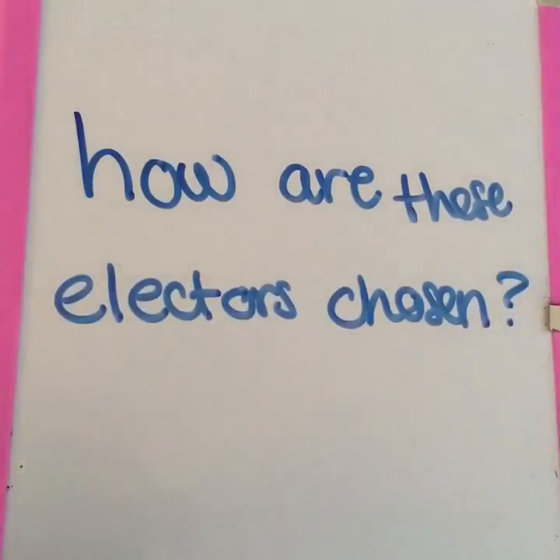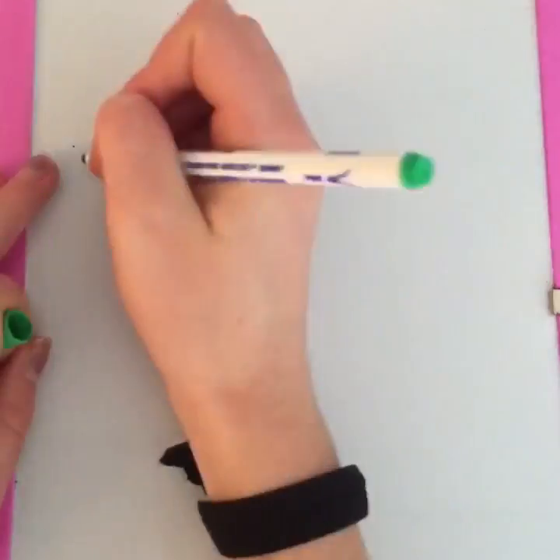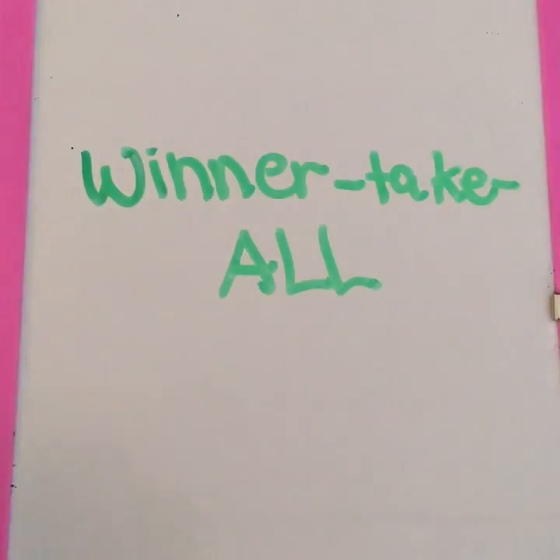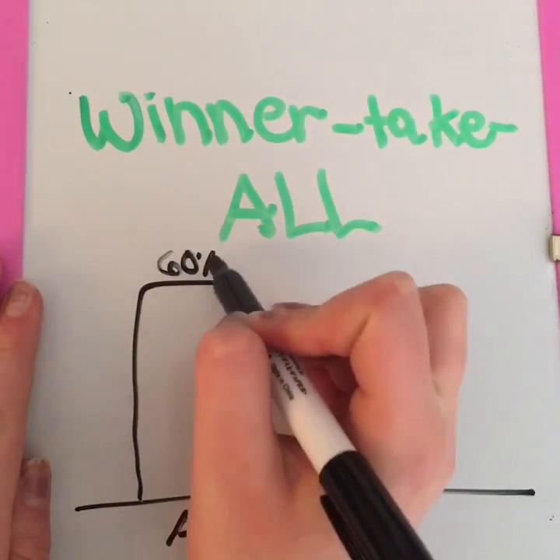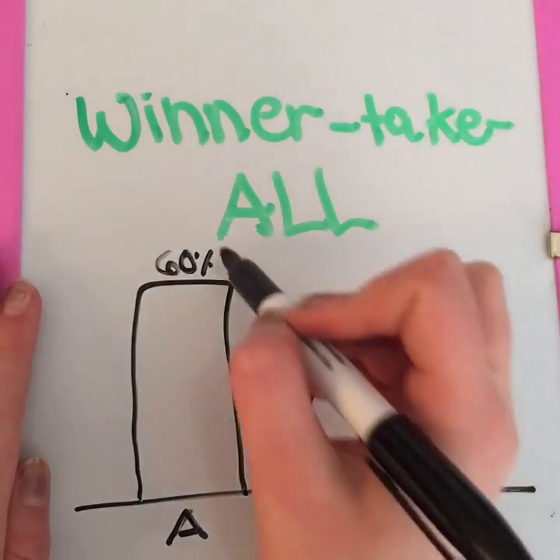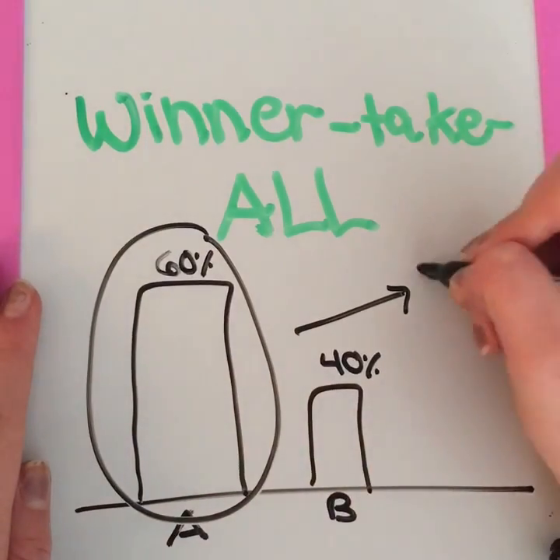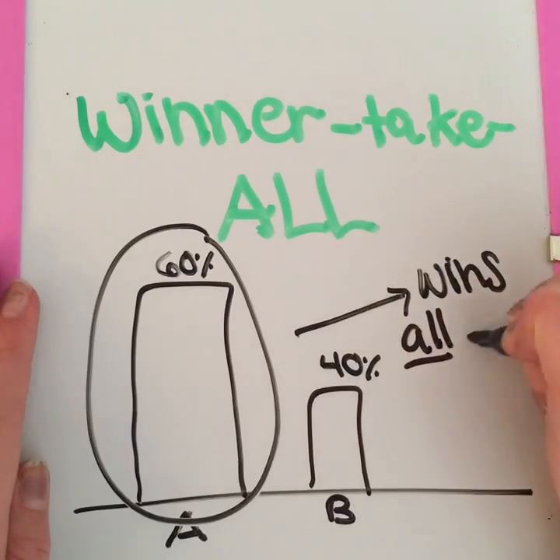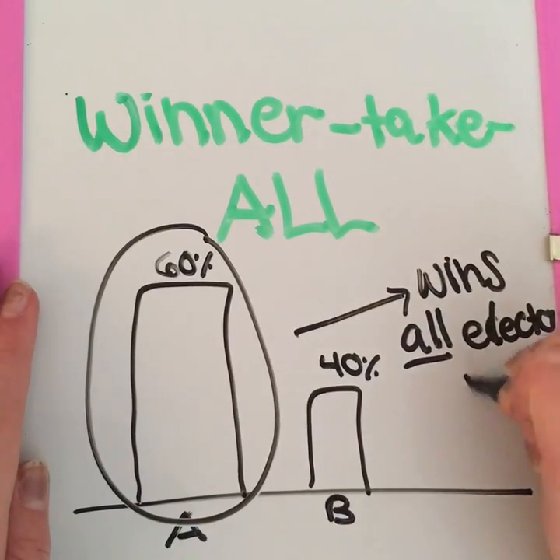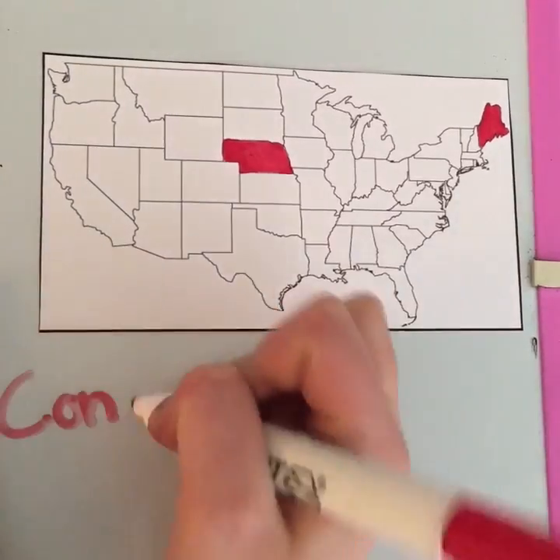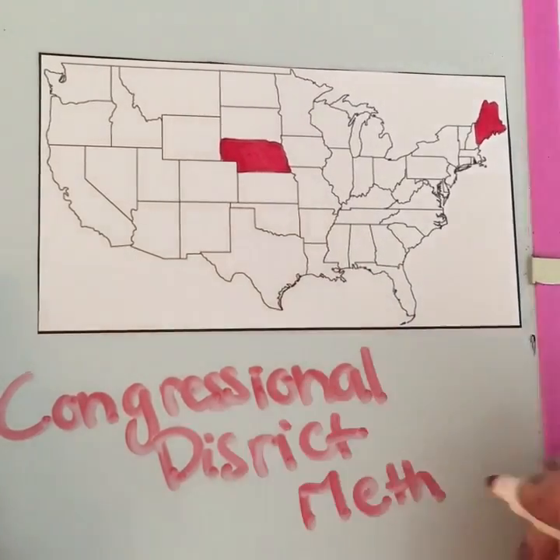How are these electors chosen, you might ask? Electors are chosen by political parties based on their loyalty and party. Most states have a system referred to as winner takes all. This means whichever candidate wins the popular vote for the state wins all the electoral votes for that state. But there are 2 states that don't use this system. These states are Nebraska and Maine. They use a different system called the congressional district method.